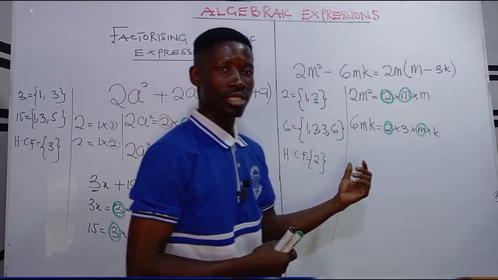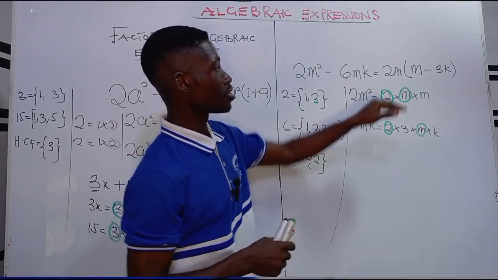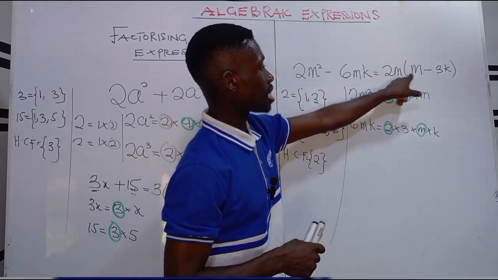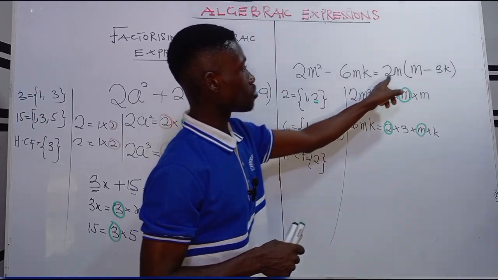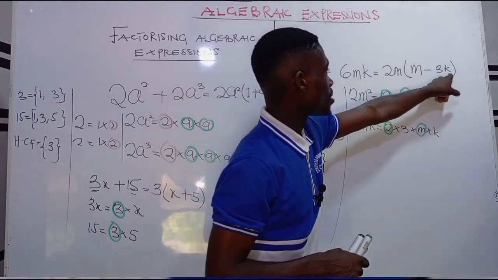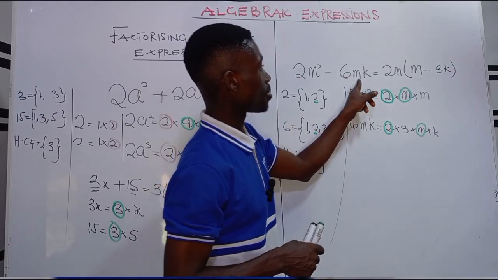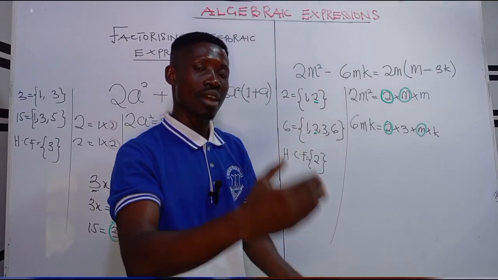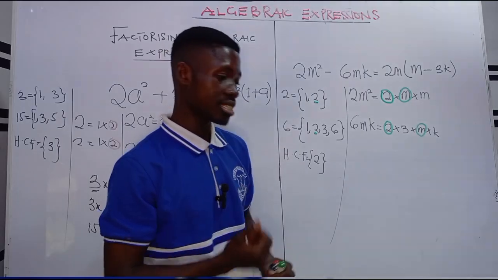Anytime we factorize, after expanding, we should get the original expression back. So after expanding this, we should get this. 2m times m will give us 2m squared. Then we have minus. Then 2m times 3k will give us what? 6mk. 2 times 3 will give us 6, and then we have mk. So anytime we factorize, after reversing by expanding, we should get the original expression back. Let's take more examples.